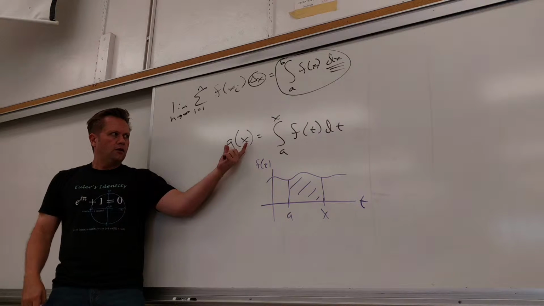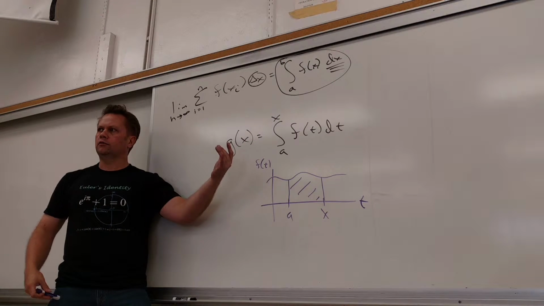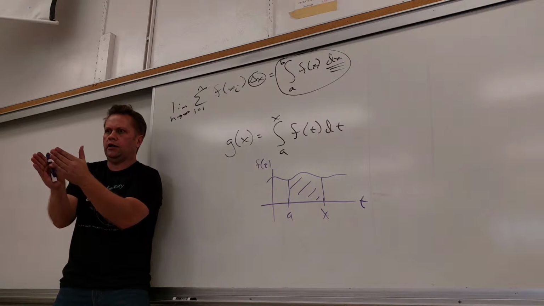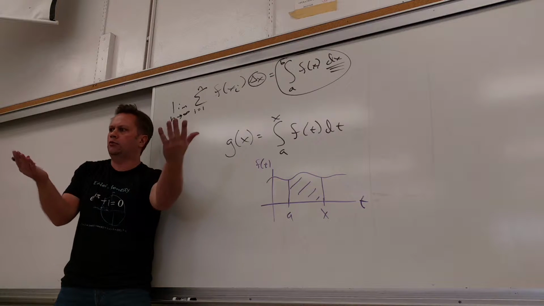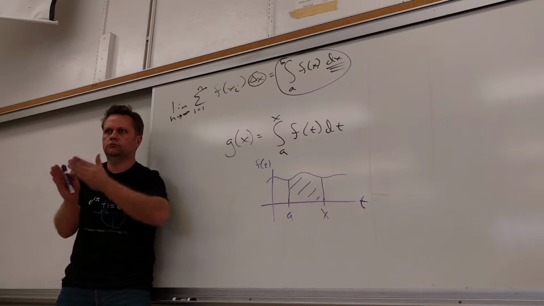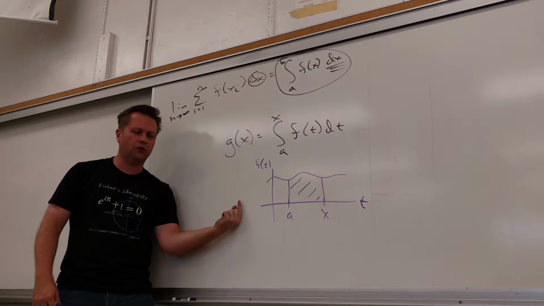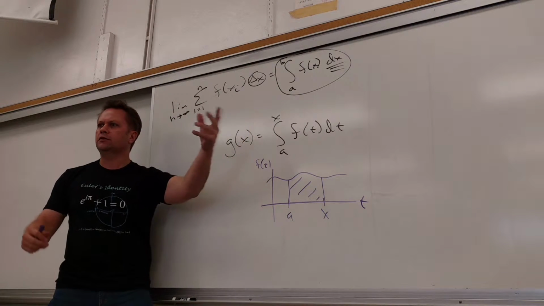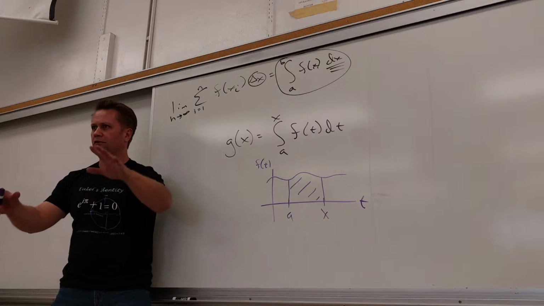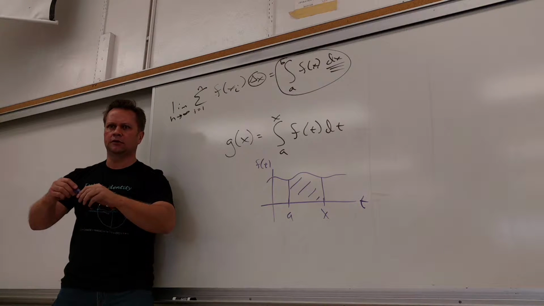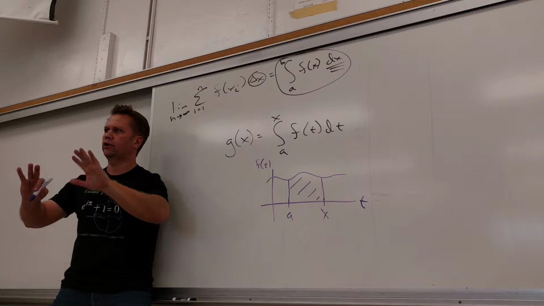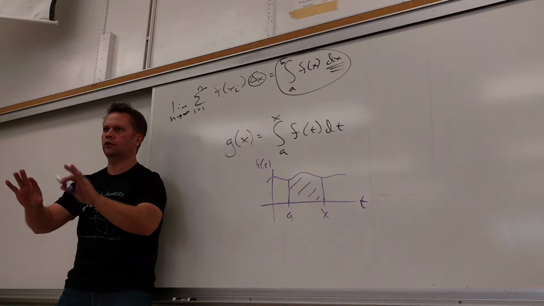So this function is sort of like an area function. It's the area from a up to some point. You tell me how far you want me to go. And if the point you want me to go to is before a, it's going to come out negative. I don't know if you guys remember that. Right now, we don't know anything. All right.